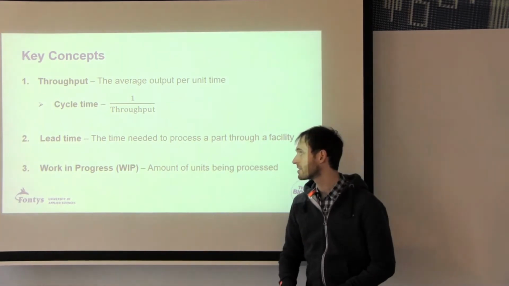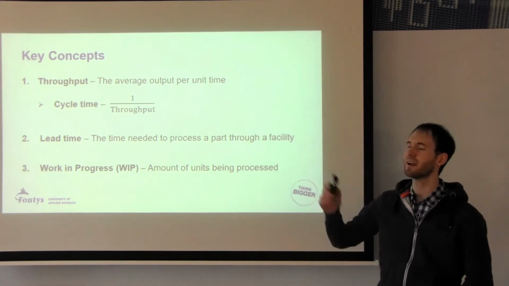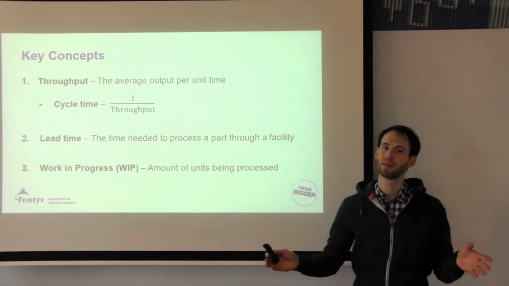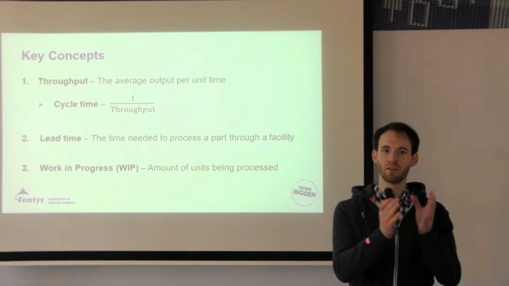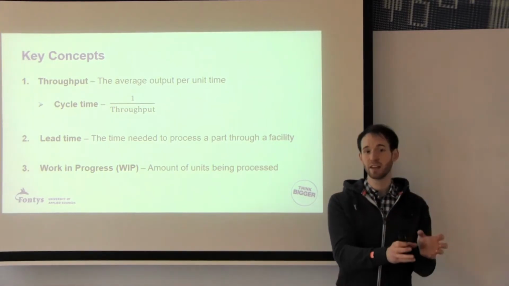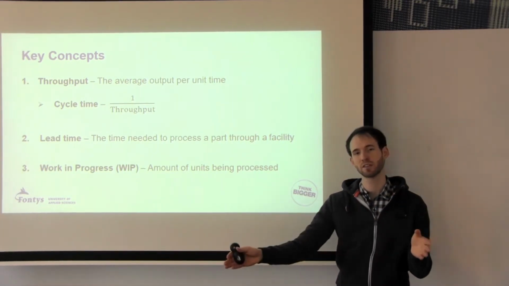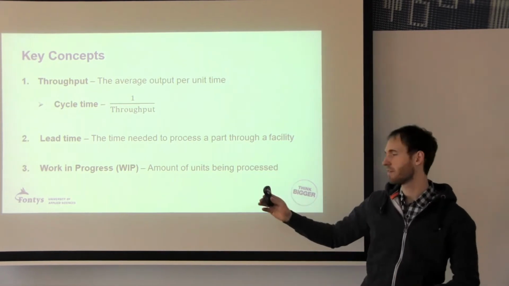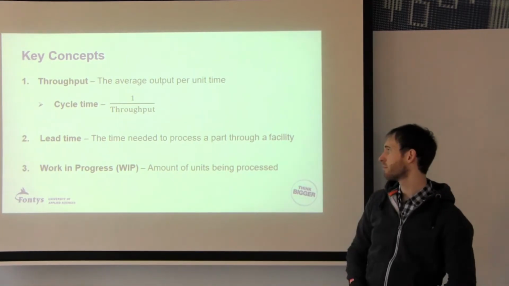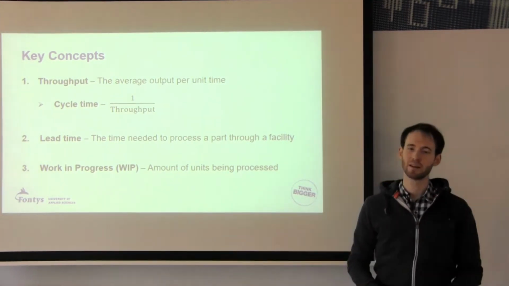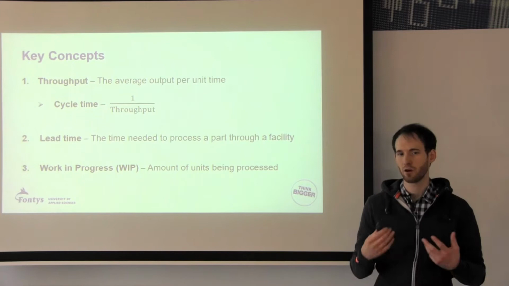Then we have the lead time, which is the time needed to process a part through a facility. You might question, what is the difference between lead time and cycle time? Well, lead time is the whole time. It's not the time until the next unit comes out, but the whole time from the beginning where the inputs are taken to the end. So the whole time that one input item takes to complete the process. But we'll come to examples of that in a minute. And then we have work in progress, also called WIP, which is the amount of units being processed at this moment. On the next slides, we will have some examples of each one of those concepts, so hopefully it gets a bit more clear.